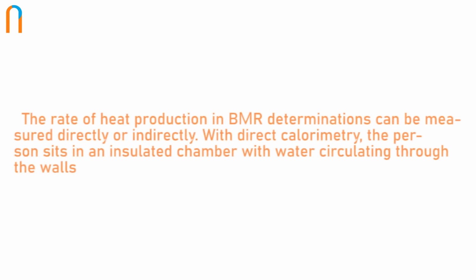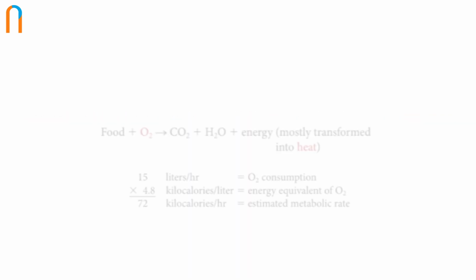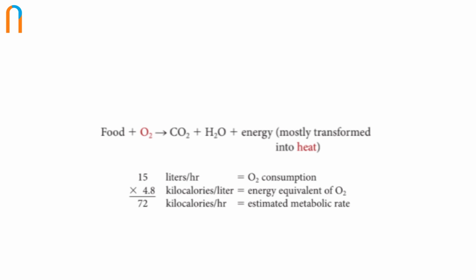The rate of heat production in basal metabolic rate determination can be measured directly or indirectly. With direct calorimetry, the person sits in an insulated chamber with water circulating through the walls. The difference in the temperature of the water entering and leaving the chamber reflects the amount of heat liberated by the person and picked up by the water as it passes through the chamber. Even though this method provides direct measurement of heat production, it's not practical because a calorimetry chamber is costly and takes up a lot of space.